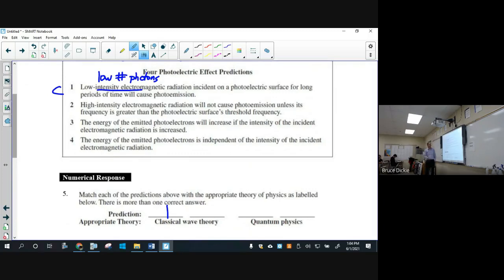High intensity. This is a high number of photons. Lots of photons will not cause emission unless the frequency is greater than the threshold frequency. Is that true? Yeah, that's a correct statement. So therefore it must be quantum.